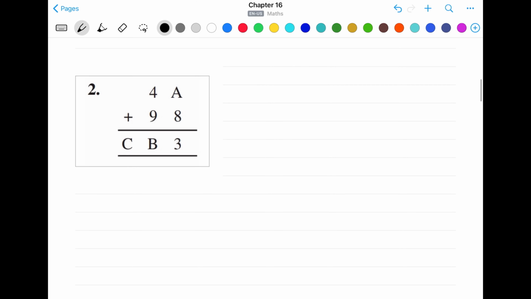Now moving to the next one, again we are adding a two-digit number, that is 4A, to another 2-digit number which is 98, and we are getting a 3-digit number. So here we have to find out 3 digits, that is A, B and C. So let's try this here first. This is answer number 2. So let's try the given digits. We have 4, then we have A, added to 98, and the result is we are getting C, B and 3 here.